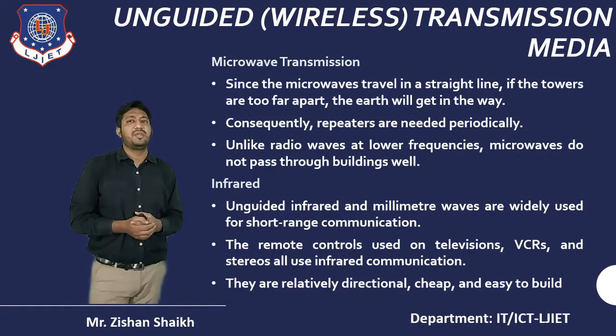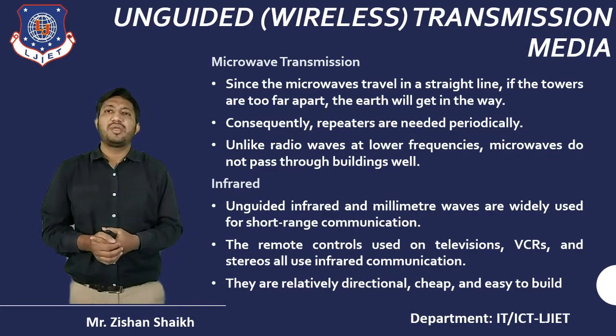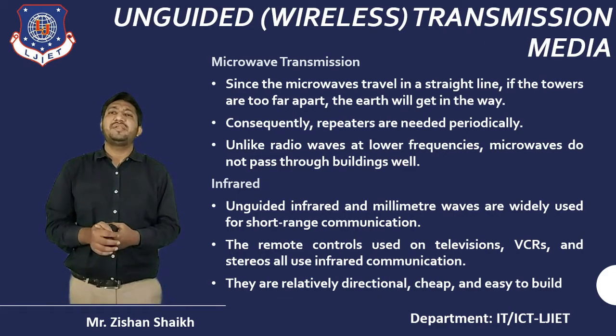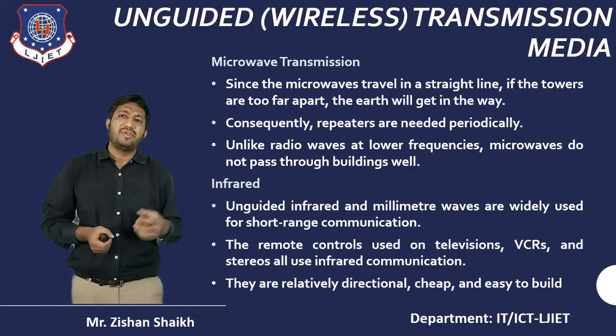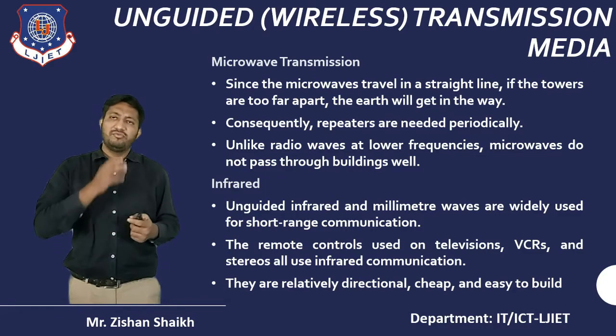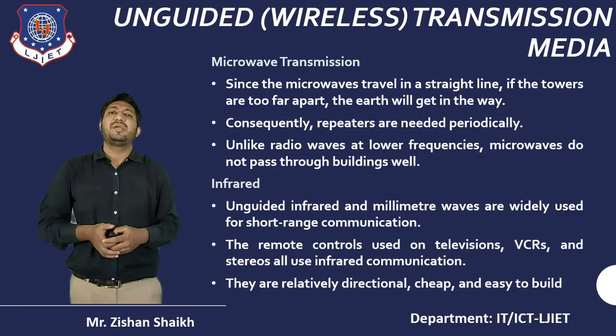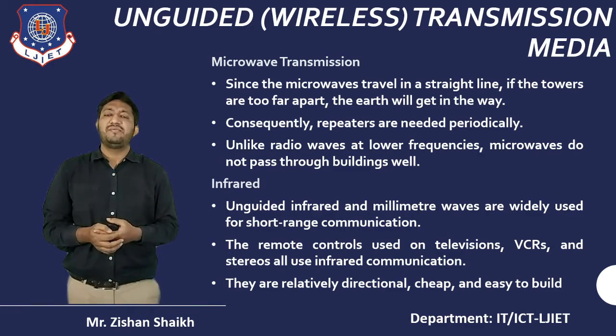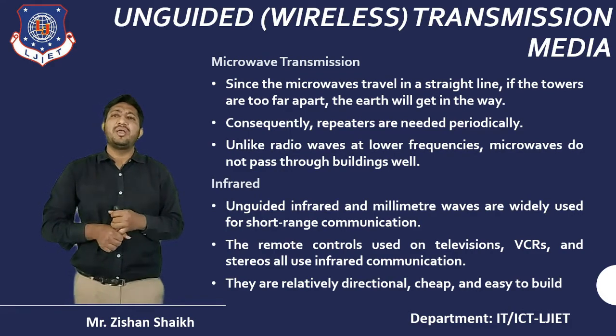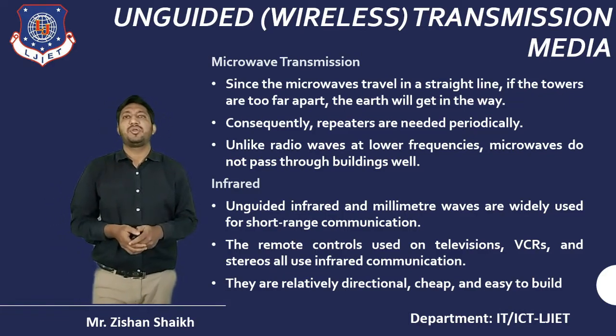Next is infrared. The use of infrared waves is very limited. When we want to communicate over a very short distance, infrared will be used. We use it for remote controlling television and VCR, and the military systems also communicate over this channel. They all use infrared communication.